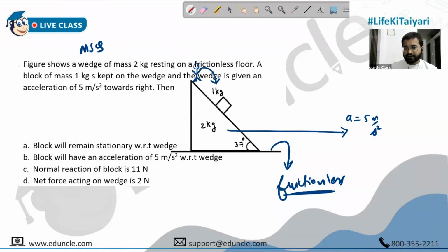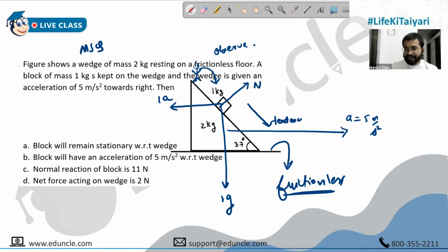He is going to observe this block. Because the system is accelerating in the forward direction, there has to be a pseudo force, mass into acceleration, in the backward direction. This mass is 1 kg. So 1 into acceleration in the backward direction. There will be a normal reaction. There is a weight, 1 into gravity. And there is a tendency of motion in this direction.